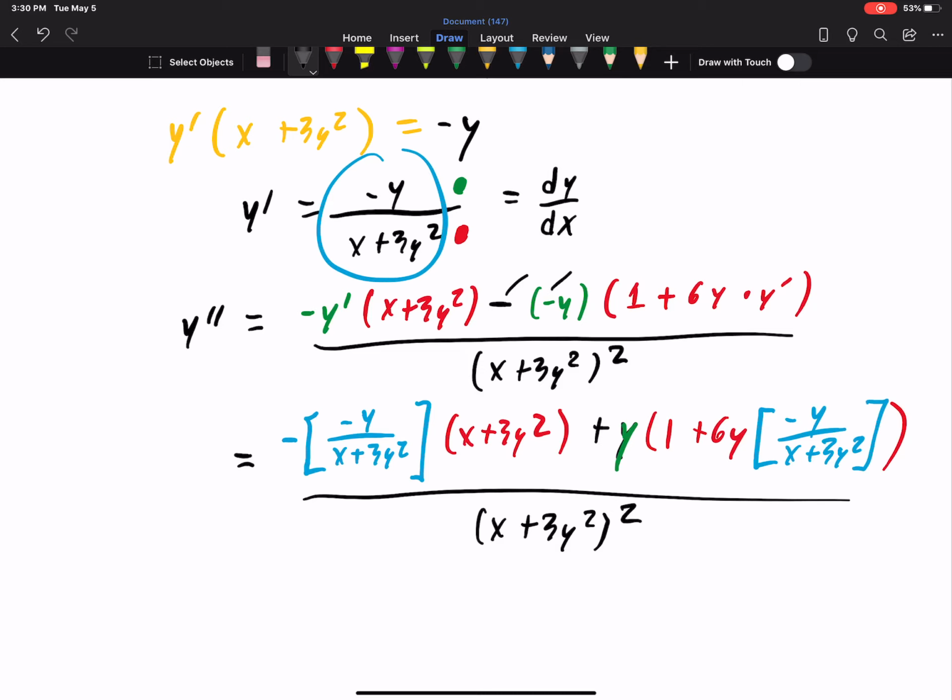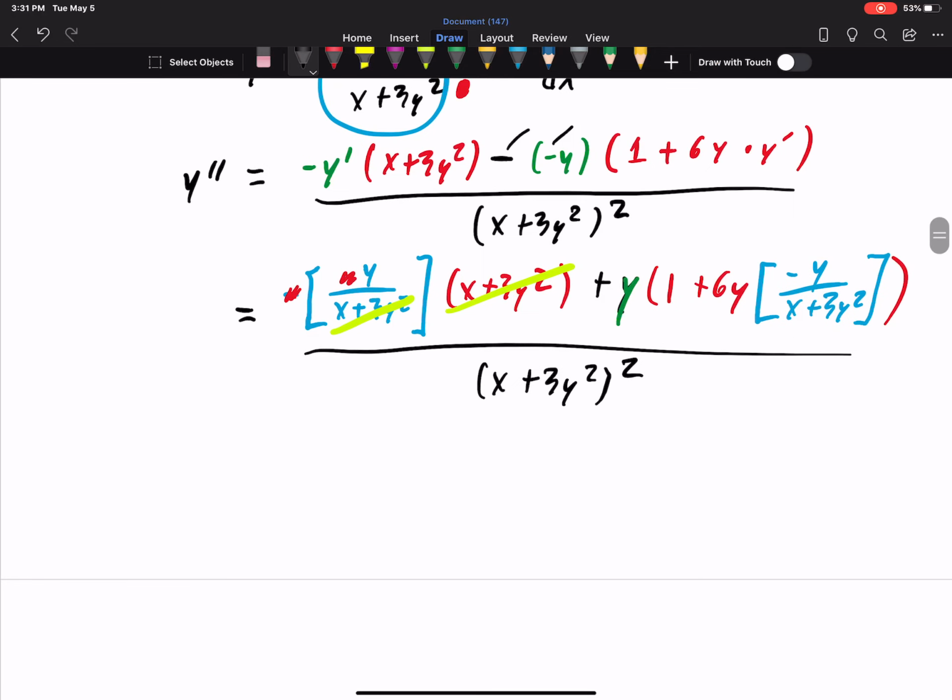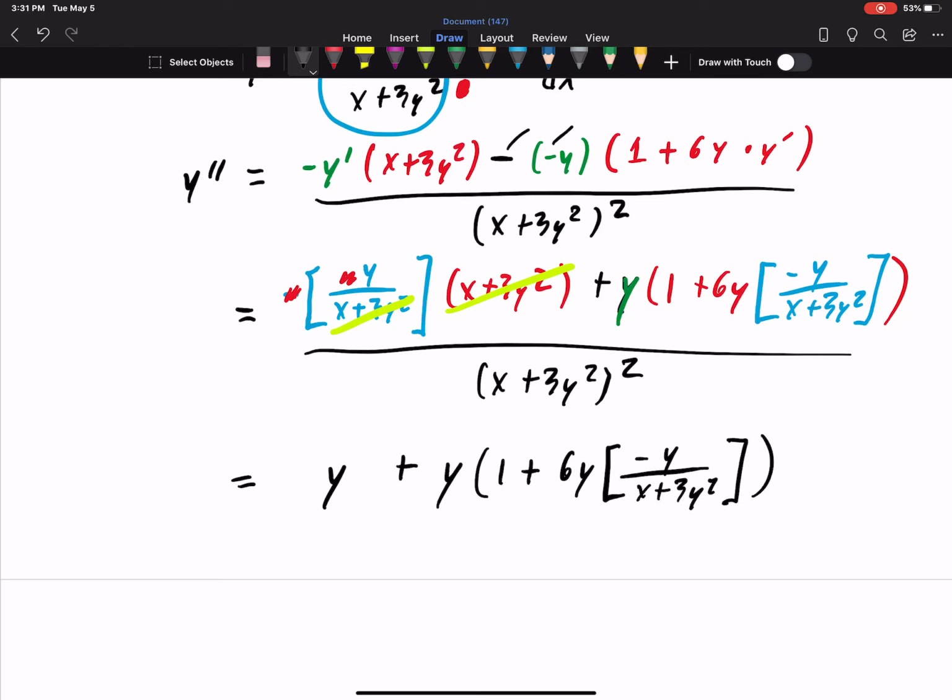One more small little simplification that we can do here is notice that we have a negative and a negative. Those cancel out. And moreover, interestingly enough, this and this cancel. So what does this buy us? A little bit in terms of simplification. So this gives us y plus y times this lovely quantity over here. Didn't change anything about this because I couldn't cancel anything. x plus 3y squared. And then the entire thing over x plus 3y squared squared.